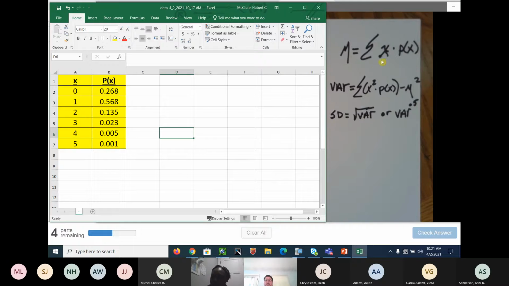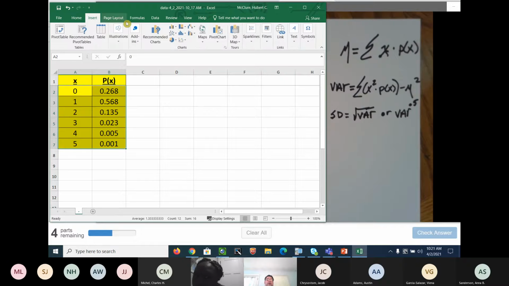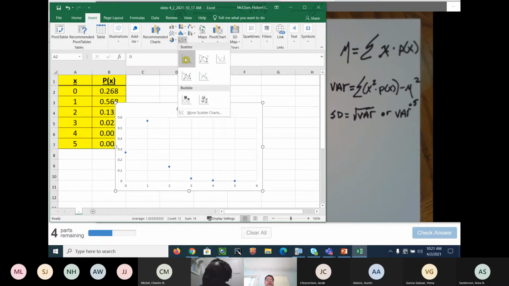So I'm going to go over, and now first of all, they also want you to graph this. So I'm going to graph it. I'm going to hit insert. And they want a line chart. I don't like to do line charts or a bar chart. I'm just going to do scatter plot.